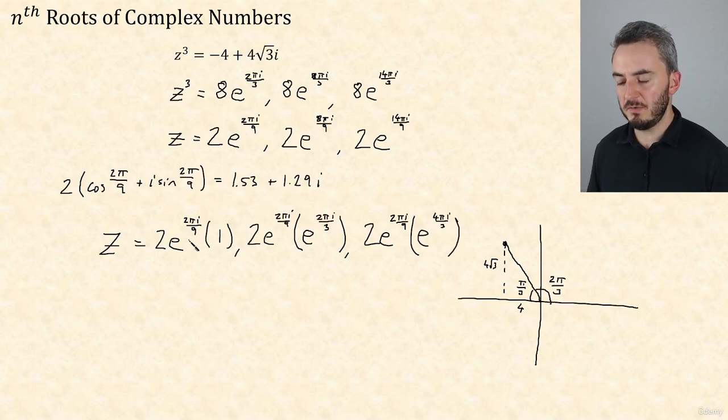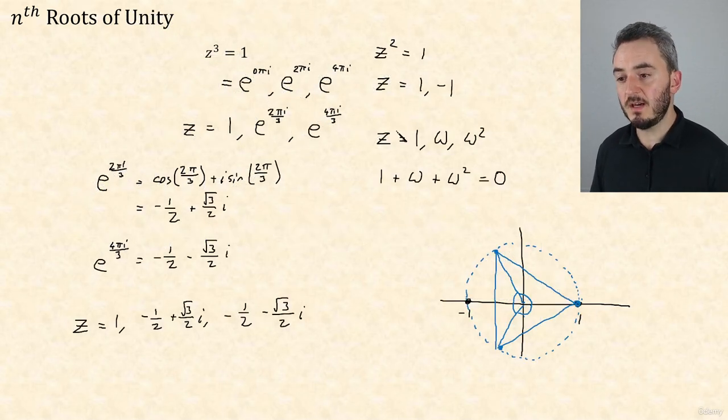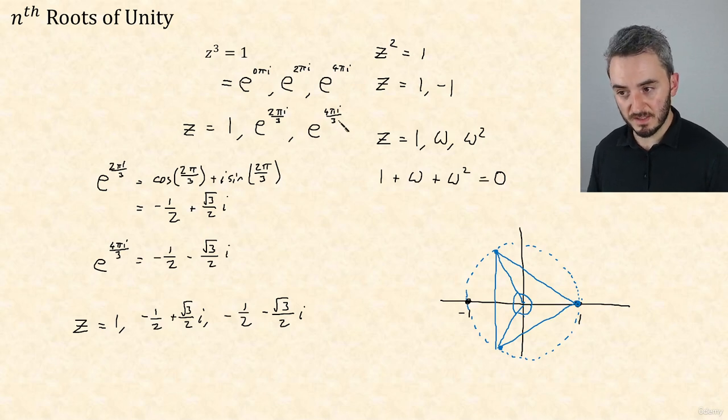Well, hold on a second. Do we recognise 1, e to the 2 pi i over 3 and e to the 4 pi i over 3? Those were our cube roots of 1. Go back here and look. These were our complex cube roots of 1. So the complex cube roots of this other complex number were just a multiple times these.